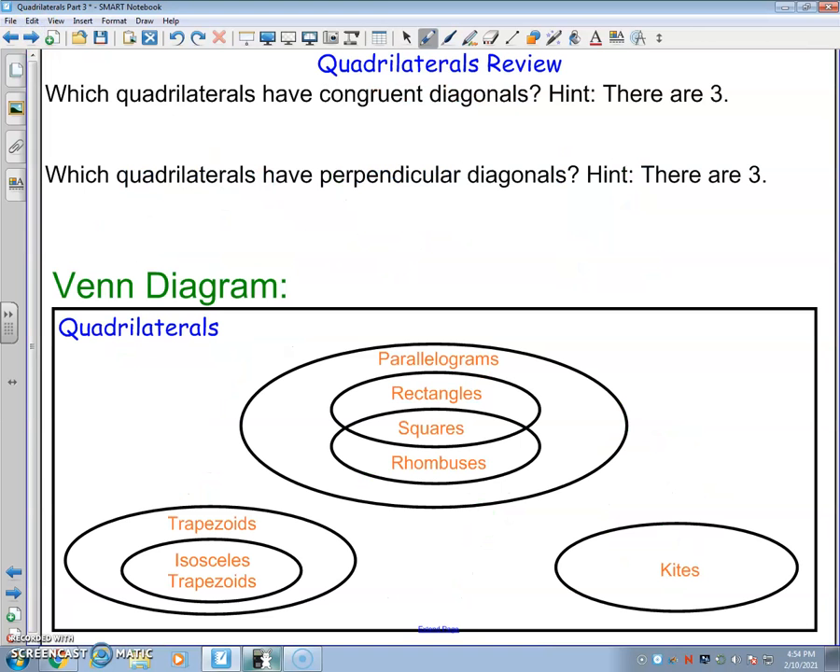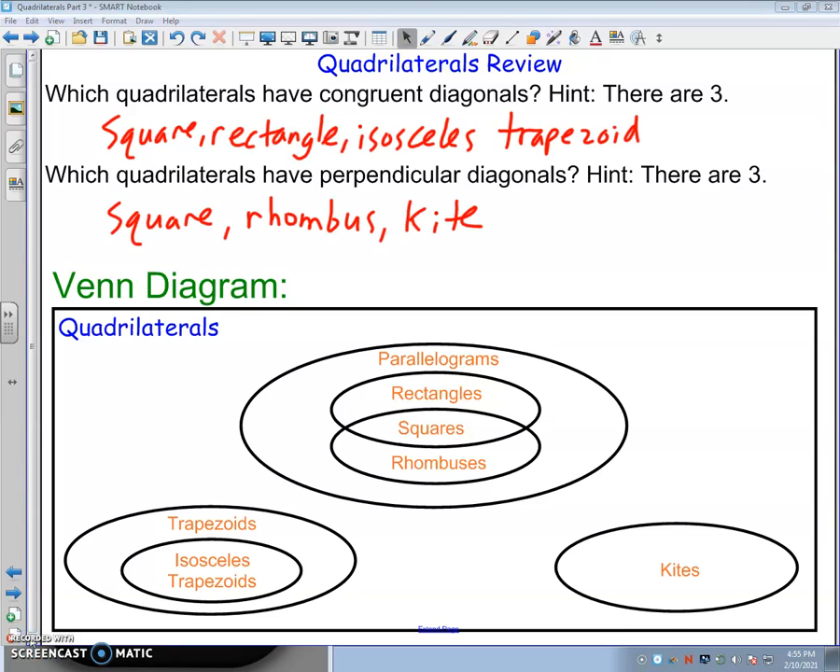All right, last slide, quadrilateral review. Which quadrilaterals have congruent diagonals? There are 3. That is the square, the rectangle, and the isosceles trapezoid. Make sure you know that's a special one that has congruent diagonals. Then which quadrilaterals have perpendicular diagonals? There's 3. That's the square, the rhombus, and the kite. All right, so make sure you know those 6.